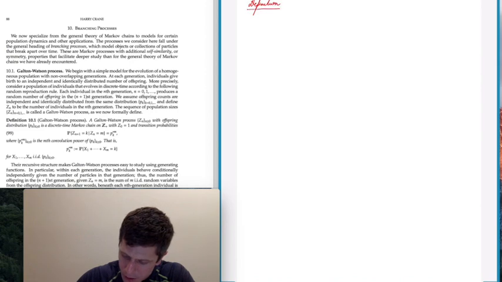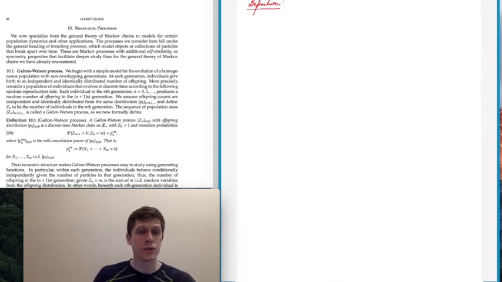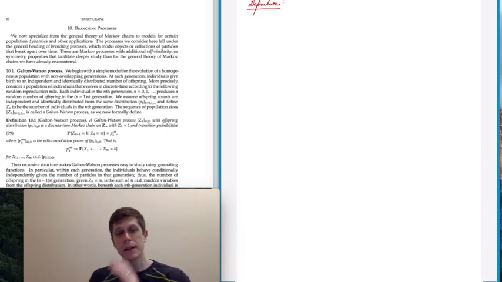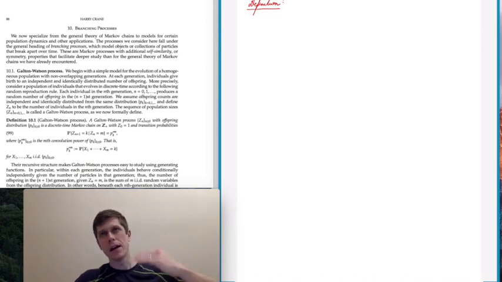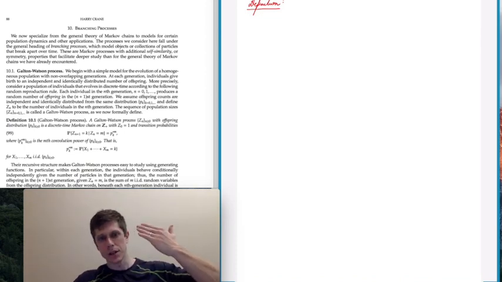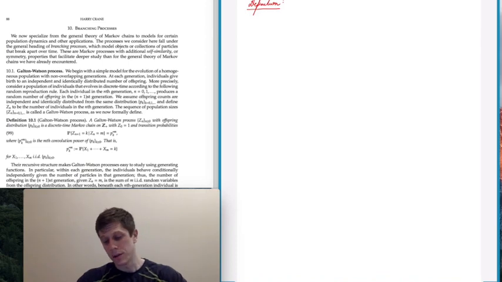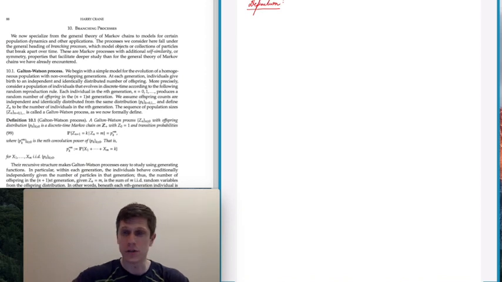Well, if the mean of the offspring distribution means anything, then we would expect that with the mean bigger than 1, the population is experiencing growth on average. So on average, let's say the mean were 2. Then in the first generation, there's 1 individual. On average, there's 2 individuals. In the second generation, 4, 8, 16, and so on.